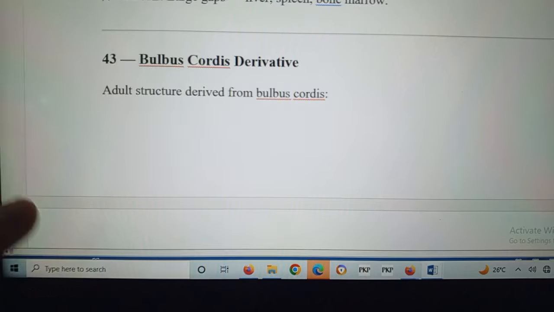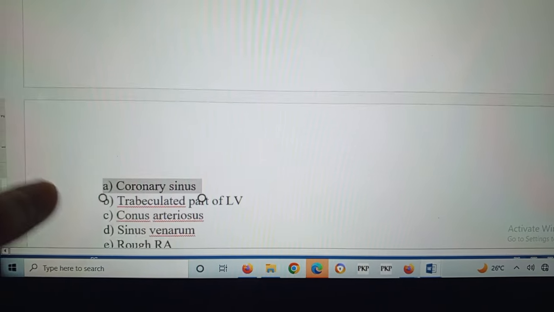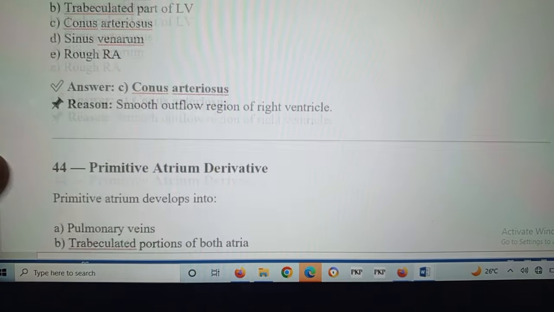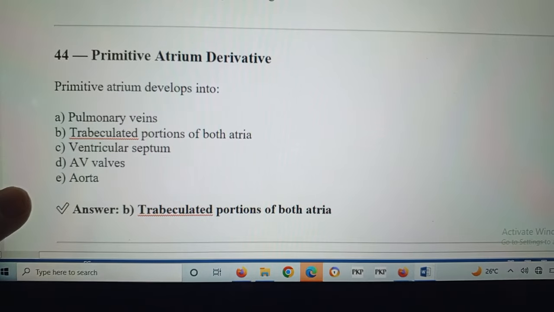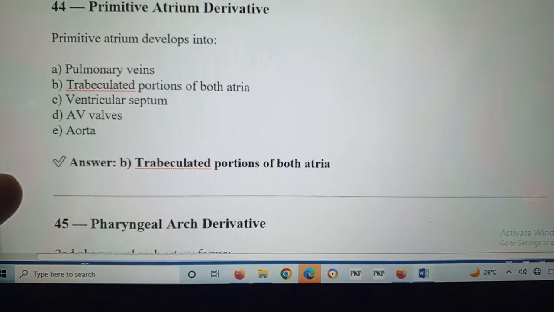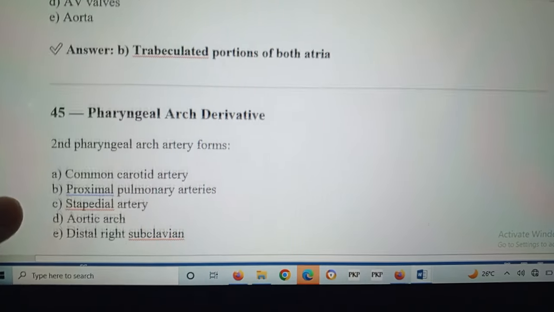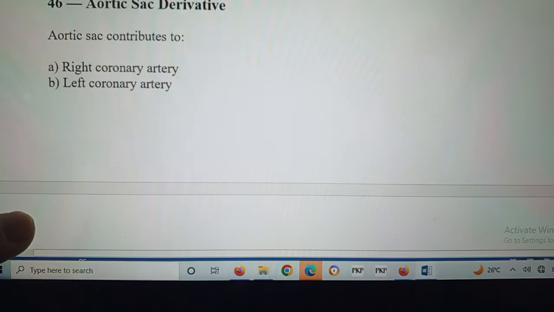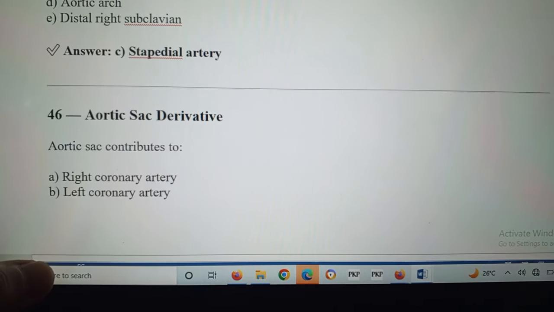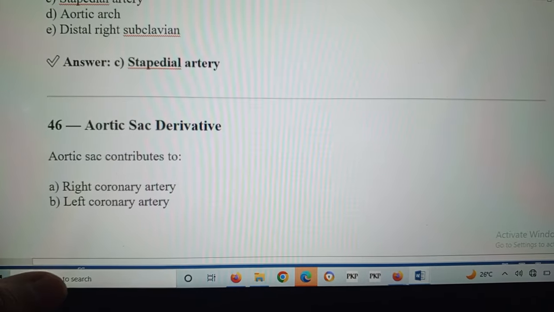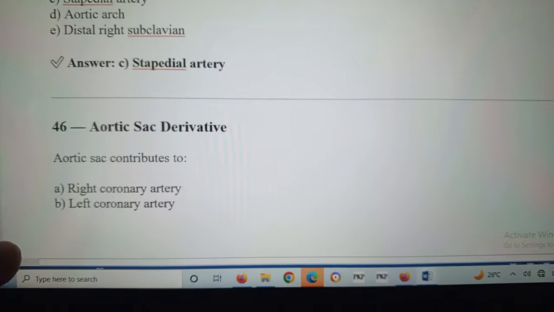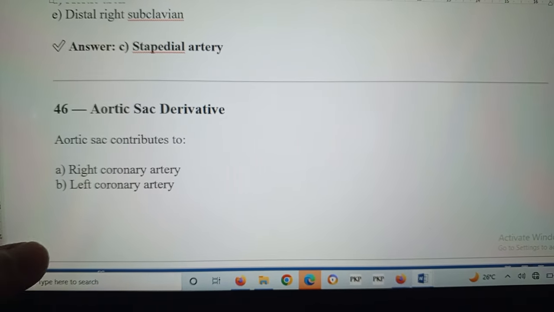Adult structure derived from the bulbus cordis is conus arteriosus. Smooth outflow region of the right ventricle. Primitive atrium develops into trabeculated portion of both atria. Second pharyngeal arch artery forms stapedial artery. The aortic arch derivatives are very important, that can be asked to you in the SAQ, BCQ and viva point of view, or it can be asked to you in the OSPE.